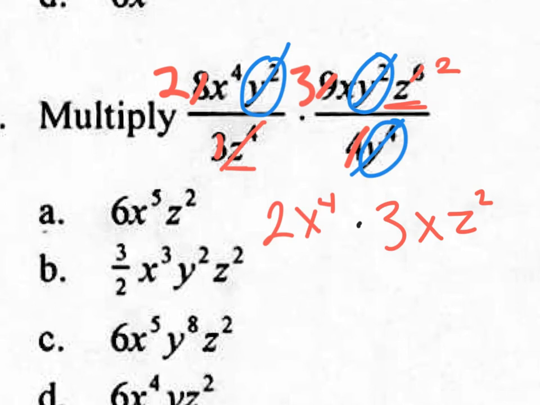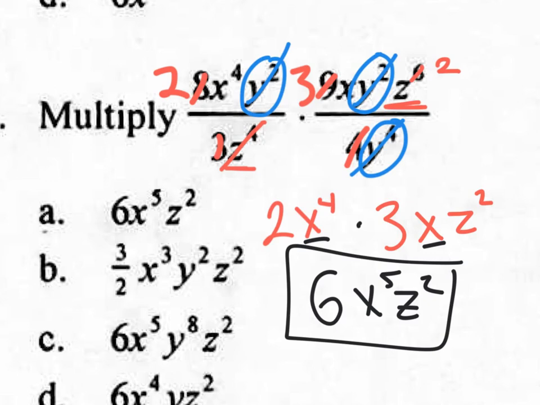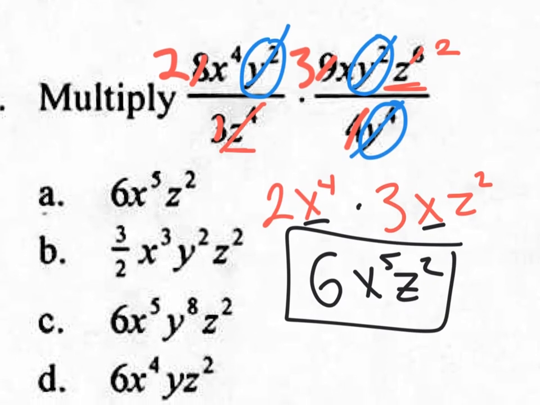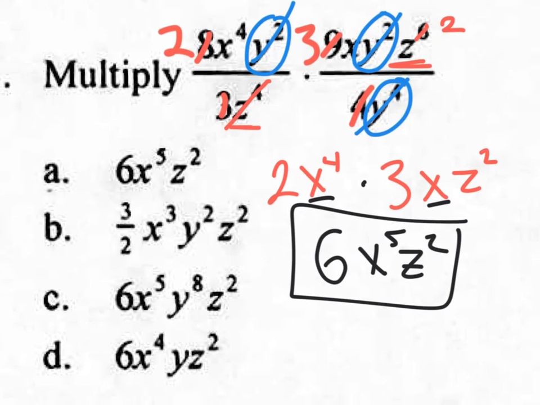So I need to multiply 2x to the 4th times 3x z squared. So 2 times 3 is 6. X to the 4th times x to the 1 is x to the 5th. And the z squared just comes down. So there's your final answer, which is A. Ta-da.